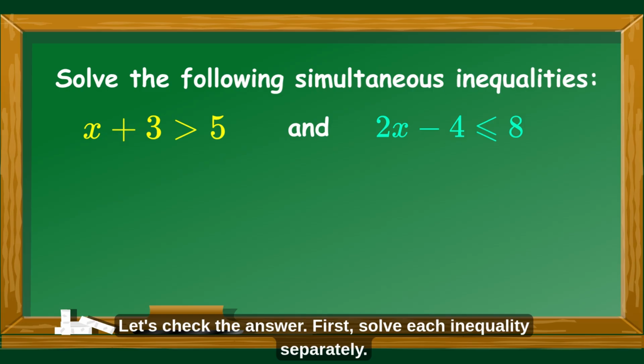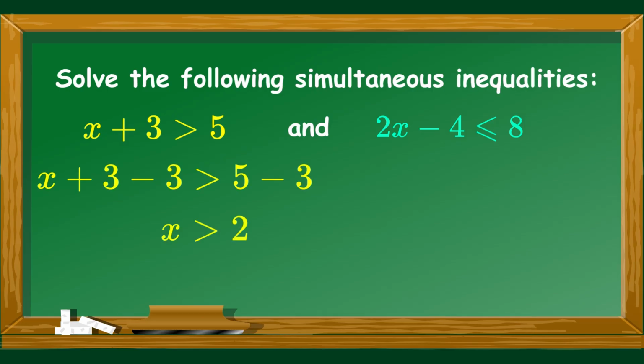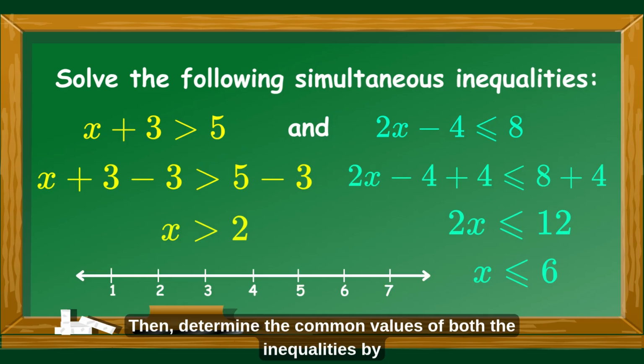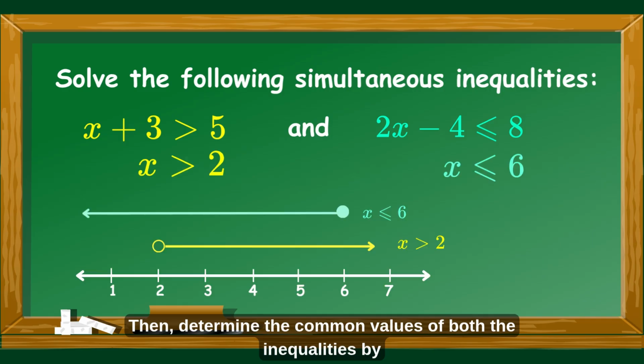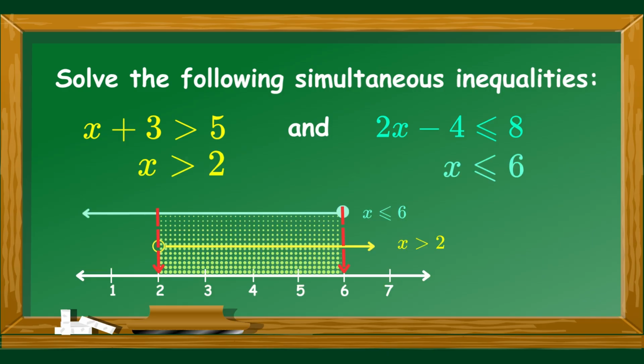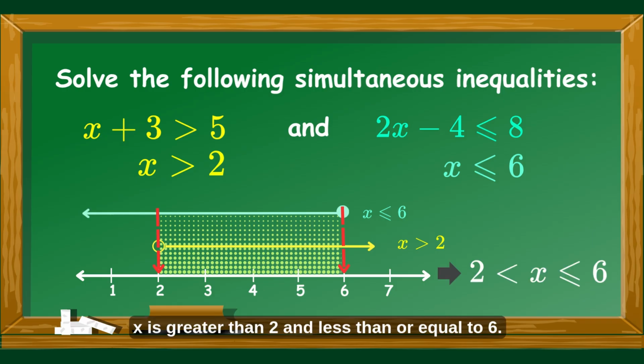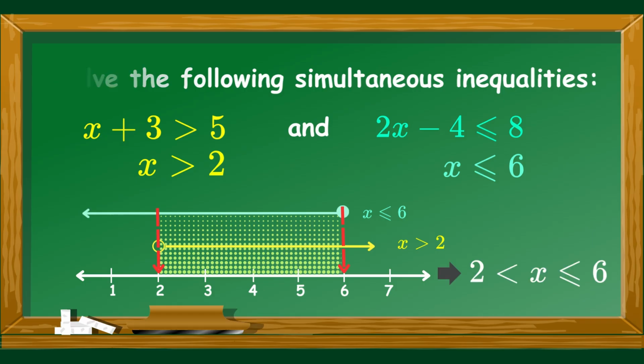Let's check the answer. First, solve each inequality separately. Then, determine the common values of both the inequalities by using a number line. Therefore, the solution is x is greater than 2 and less than or equal to 6.